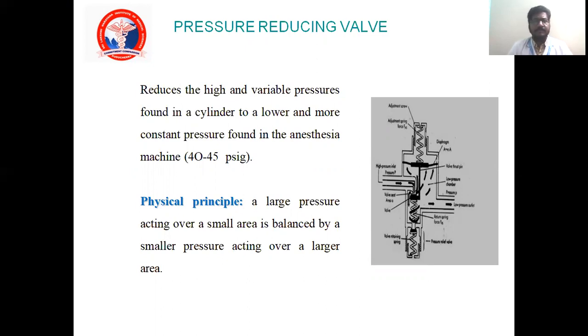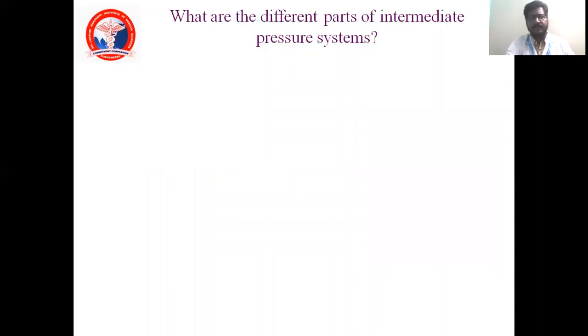What is the physical principle of the pressure reducing valve? A large pressure acting over a small area is balanced by a smaller pressure acting over a larger area. What are the different parts of the intermediate pressure system? Now we have discussed the high pressure system. It consists of cylinders, hanger yoke assembly, pressure relief valve, and Bourdon's pressure gauge.